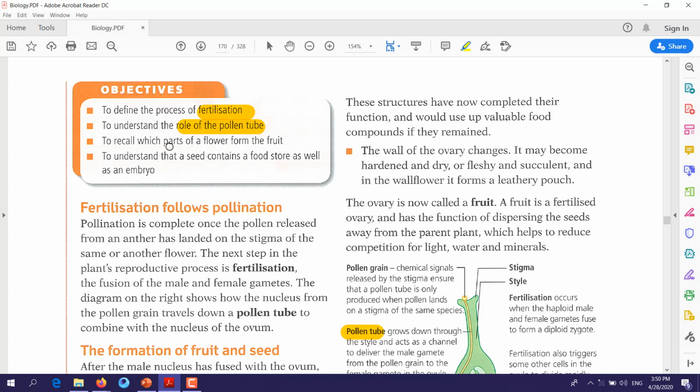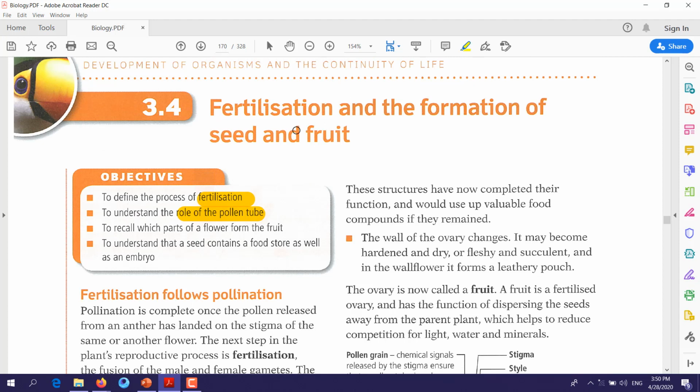Then by reviewing the parts of the flower, we will see which part will turn to be fruit and which part will turn to be seed. As you can see, our topic is formation of seed and fruit. We will see how we can get seeds and also how we can get fruit. And the last objective is you should be able to understand that a seed contains a food store as well as an embryo. We will see, when we study the seed, what are the things that we can find inside a seed.